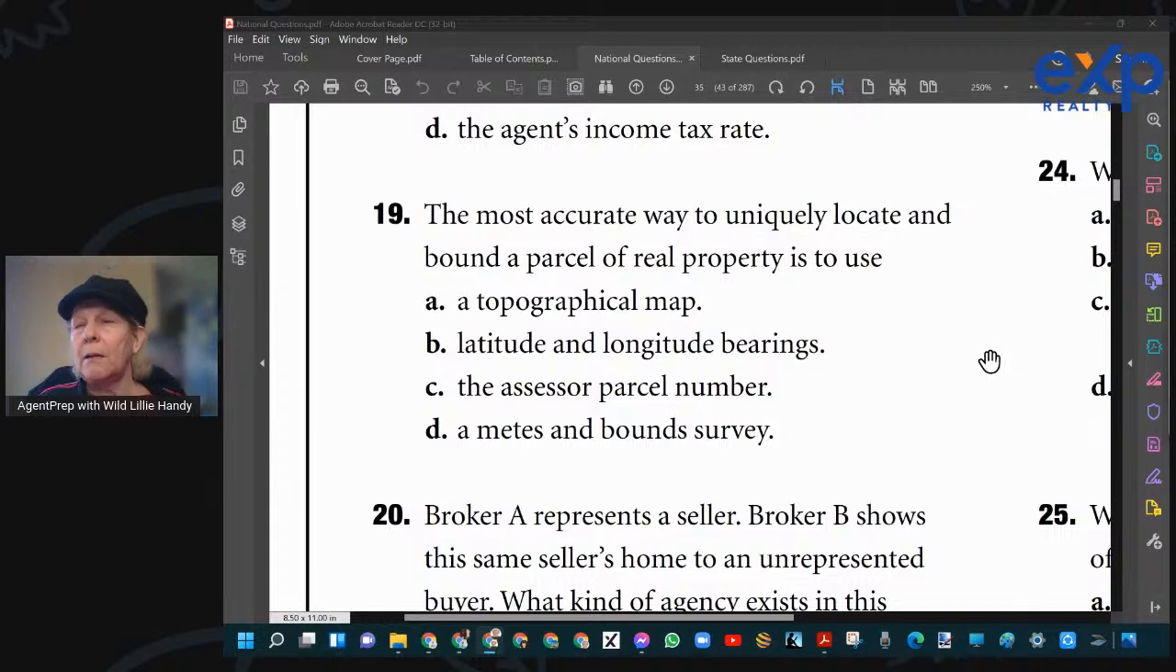So that would be done during a survey, right? Type your answer in the chat box. Okay, so far I have D. And yes, the answer is 19D. Very good. Metes and bounds survey.